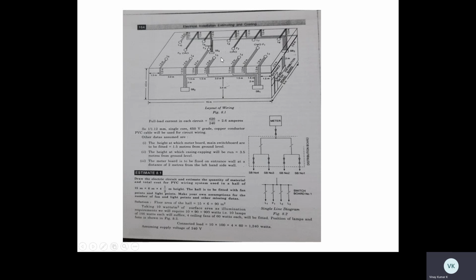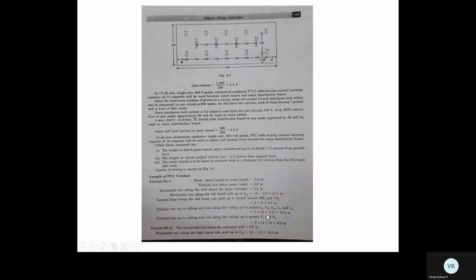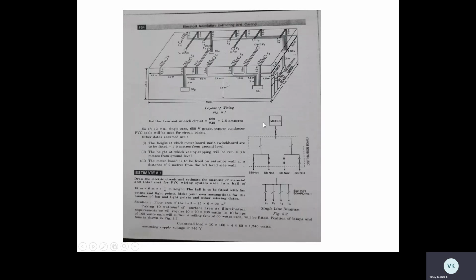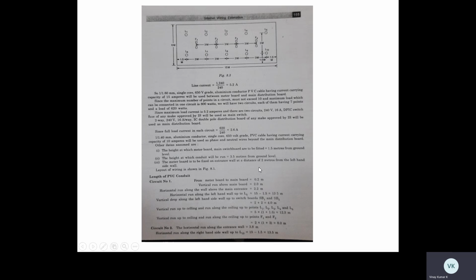Always remember, 1.5 meters of length should be given. And there are 5 lamps. That's why 5 into 1.5, and 1 meter from the board. From this horizontal run 1 meter and 1.5 meter vertical drop. That's why (1 plus 1.5) into 5. That is 12.5 meters. This is about lamp 1, lamp 2, lamp 3, lamp 4.